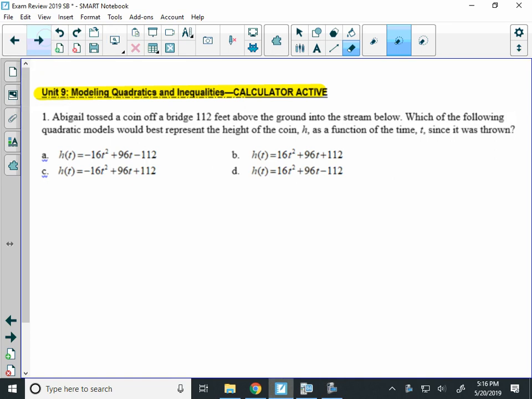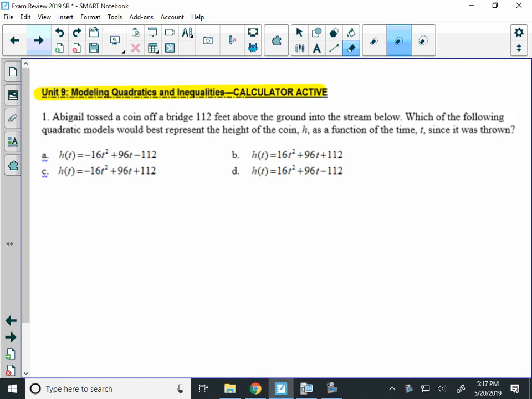All right, Unit 9 questions for your Semester 2 exam review. Modeling quadratics and inequalities. The first one is multiple choice. This is a calculator allowed portion of the questions on the test. Number one, I'm not going to use a calculator. I'm just going to talk about the features of the graphs, but you could use a calculator.